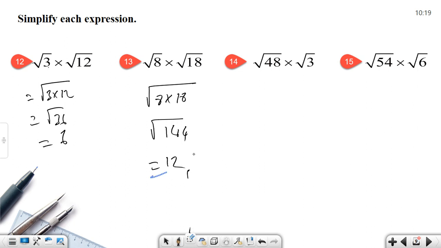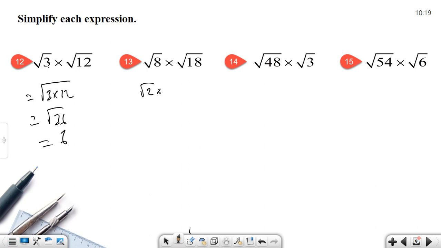Can we use another method? That's an interesting question, and that's my main point here. For 8, I can use square root of 4 times 2, and for 18, square root of 9 times 2. Square root of 4 is 2, so this is 2 square root of 2, multiplied by 3 square root of 2. 3 times 2 is 6. Square root of 2 multiplied by square root of 2 is 2. It's going to be again 12.